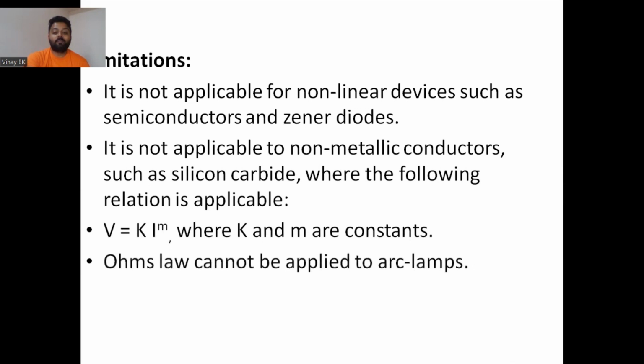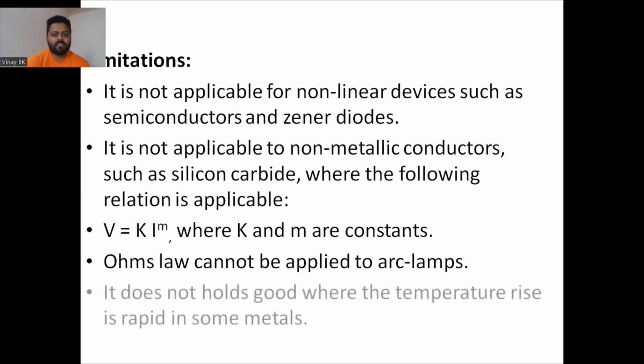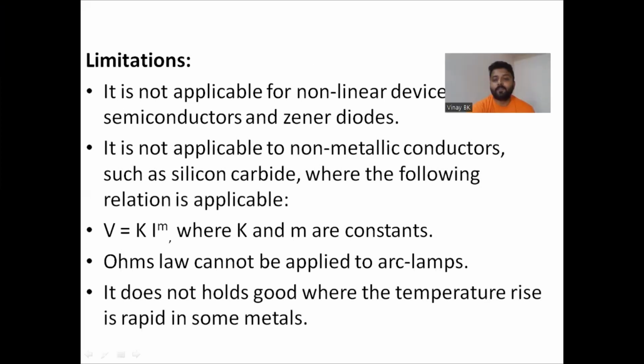Similarly, Ohm's law cannot be applied to arc lamps, because in the case of an arc lamp there will be a variation of temperature. There is no constant temperature, so it cannot be applied. And the last point, it does not hold good where the temperature rise is rapid in some metals. So it can be applied only to constant temperature metals; if there is a variation of temperature, then you cannot apply Ohm's law. Okay. So these are all the limitations of Ohm's law.